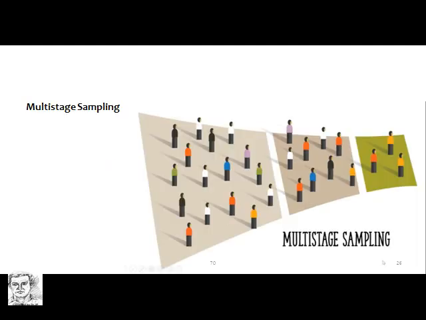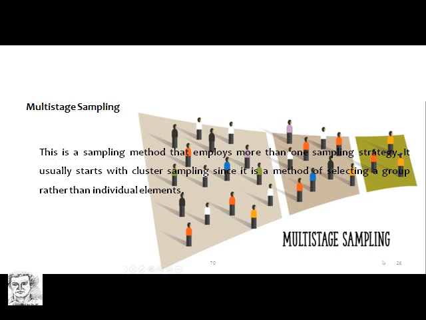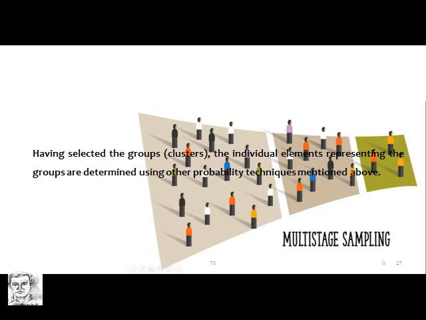Multistage sampling. This is a sampling method that employs more than one sampling strategy. It usually starts with cluster sampling since it is a method of selecting a group rather than individual elements. Having selected the groups, clusters, the individual elements representing the groups are determined using other probability techniques mentioned above.